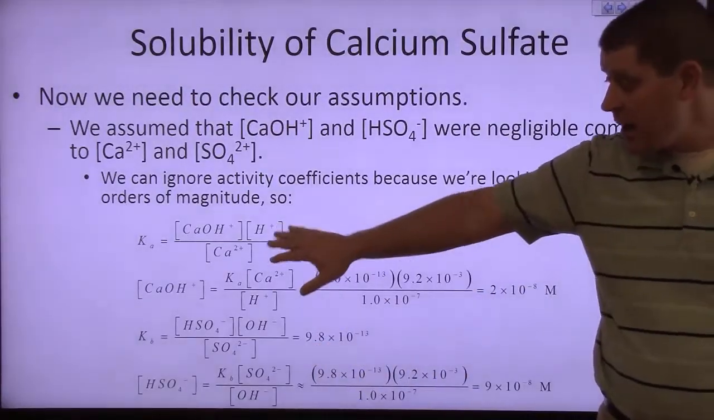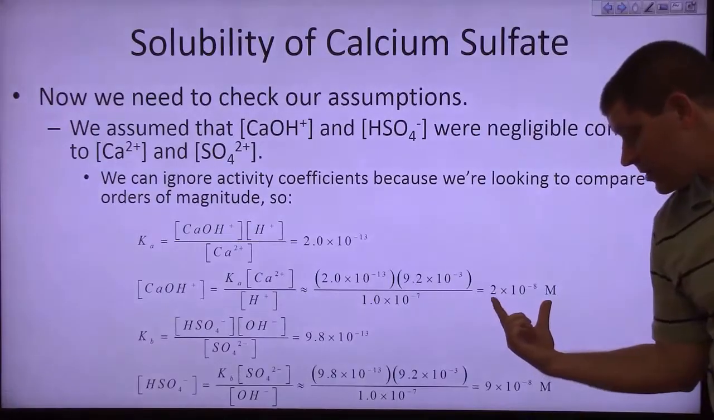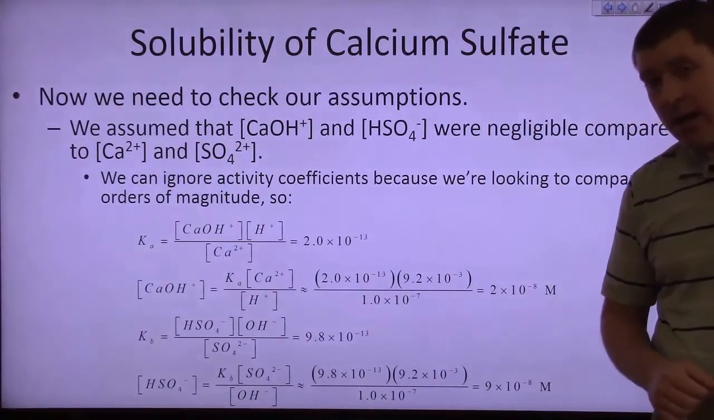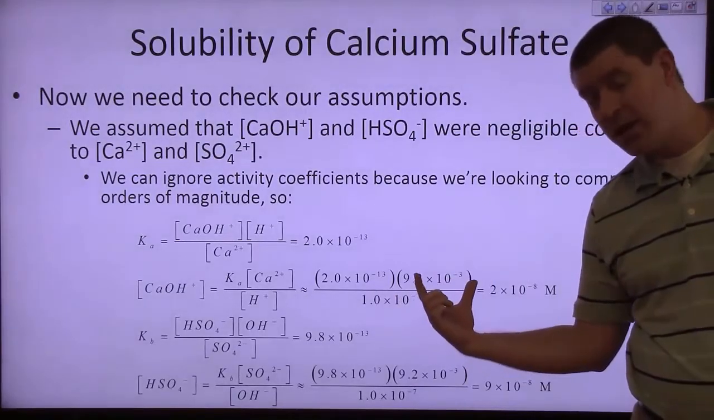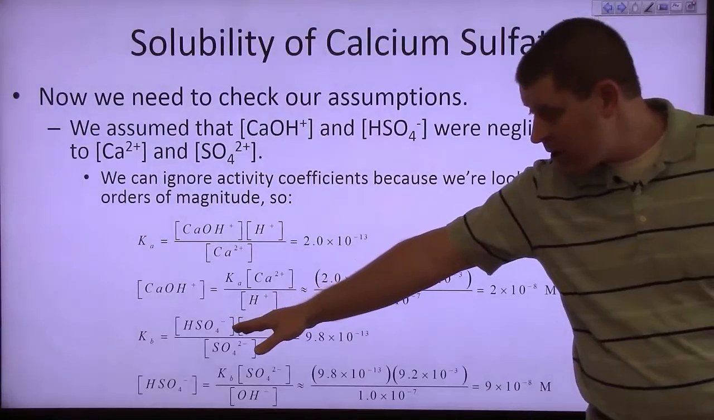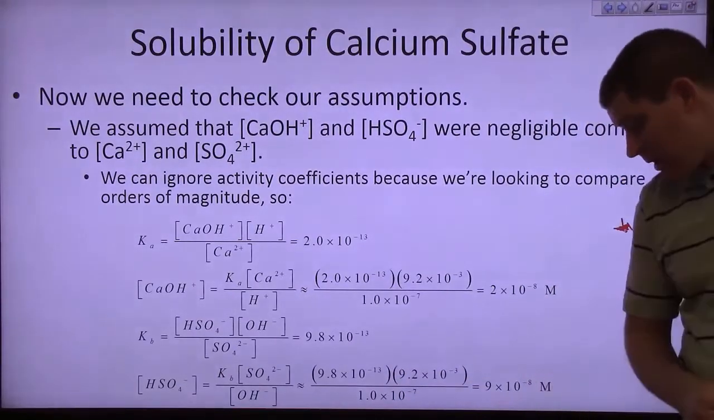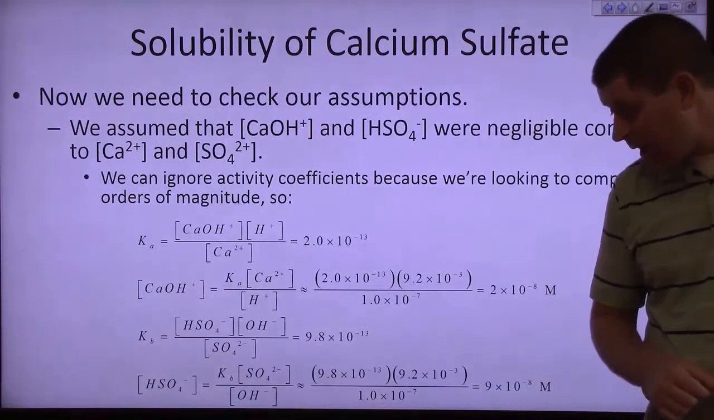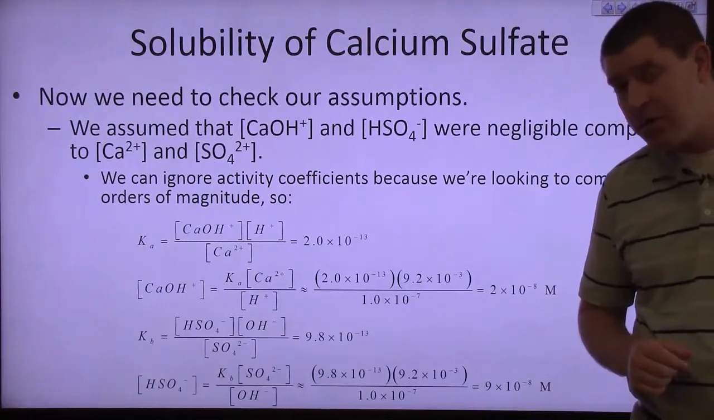When we solve the Ka for the calcium hydroxide complex and plug in our values, we then get a concentration of 2.0 times 10 to the minus 8 molar, which is significantly lower than the 9.2 times 10 to the minus 3 molar that we had for the calcium ion concentration. And when we look at Kb and solve for the monohydrogen sulfate concentration, we get a value of 9 times 10 to the minus 8 molar, which again is significantly lower than the 9.2 times 10 to the minus 3 molar that we had for the sulfate ion concentration.